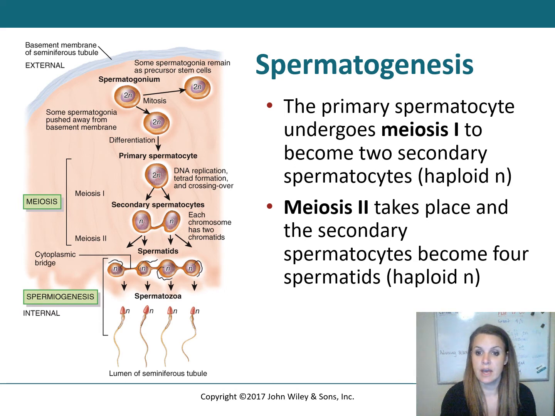And then when they divide, they only have one copy of each chromosome. So now they have 23 chromosomes alone. And then after that, meiosis II takes place. And what we have now are 4 spermatids.